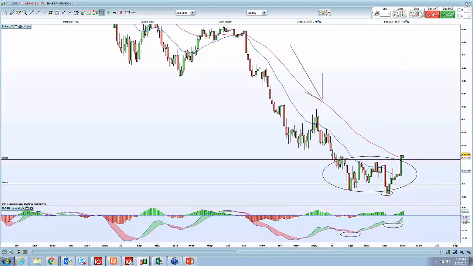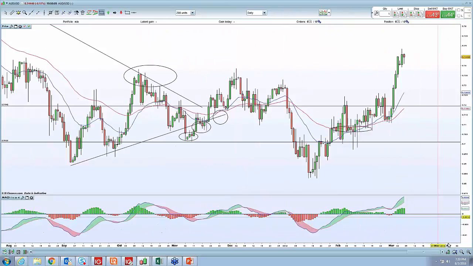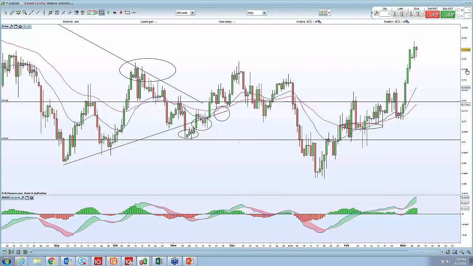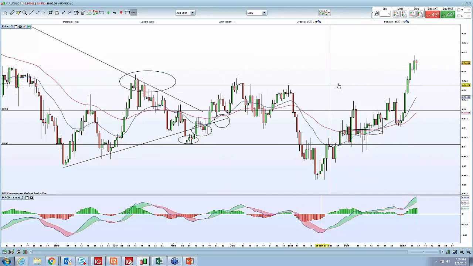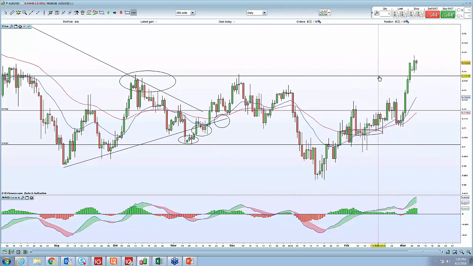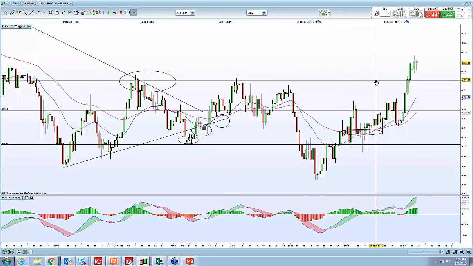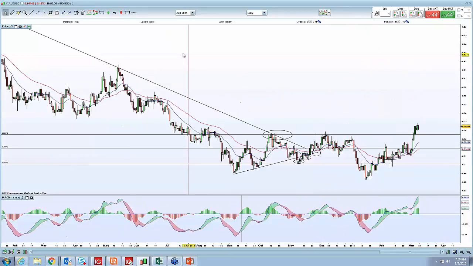If you go to the daily chart, you can see how bullish this is. Okay, it's just that if I'm bullish on Aussie dollar, I would not be that keen to buy anywhere near the previous high. I was hoping that it can retrace at least back to the 73.50 area, somewhere here.